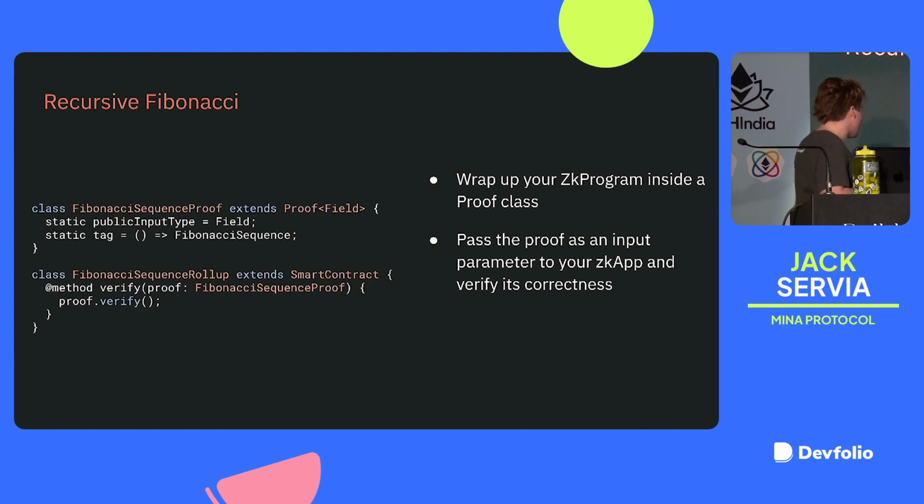It's pretty simple. We make a type for the type of proof that we're going to use, and then we pass this in as an argument in our smart contract and call verify on it.